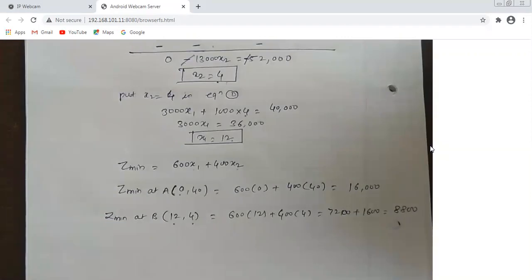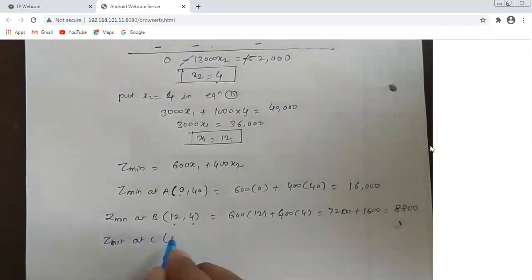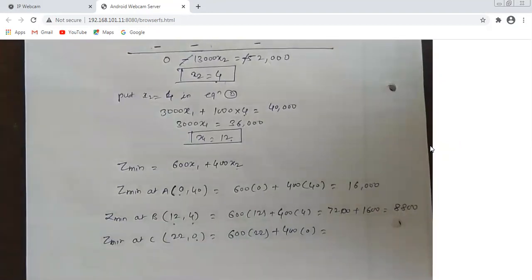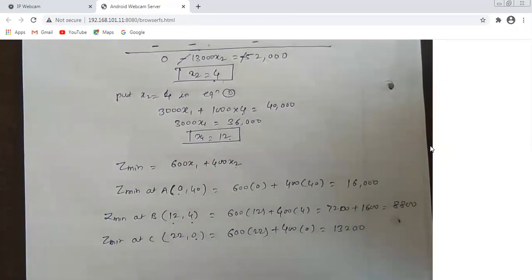Okay, I will calculate the z minimum at location C, where the coordinates are 22, 0. Means x1 is 22, x2 is 0. Then it will become 600 into 22 plus 400 into 0. After simplification, how much will it come? 600 into 22, that is 13,200.